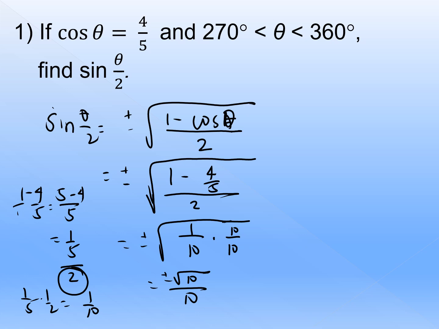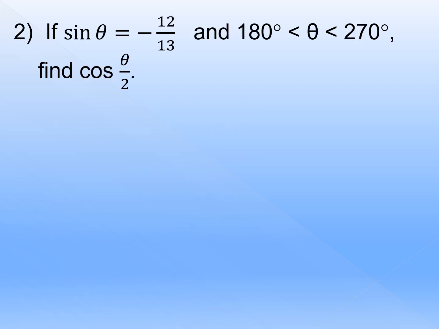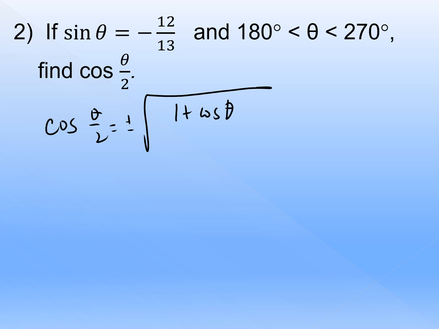Let's try another example. If sine theta is equal to negative 12 over 13 and theta is greater than 180 but less than 270, find cos theta over 2. Again, let's write cos theta over 2 and its formula. So we have positive, negative, square root of (1 plus cos theta) all over 2. But since our given is sine, we need to get the value of cos theta.